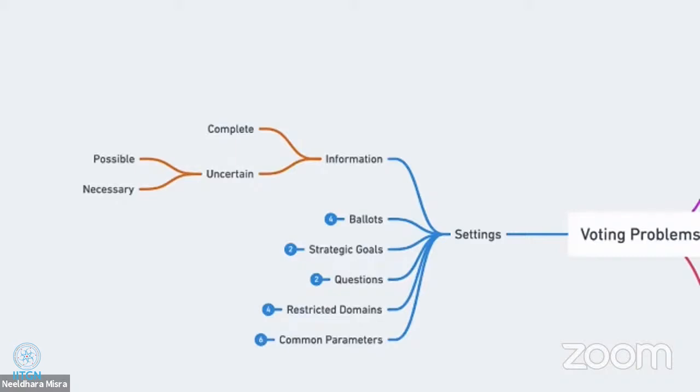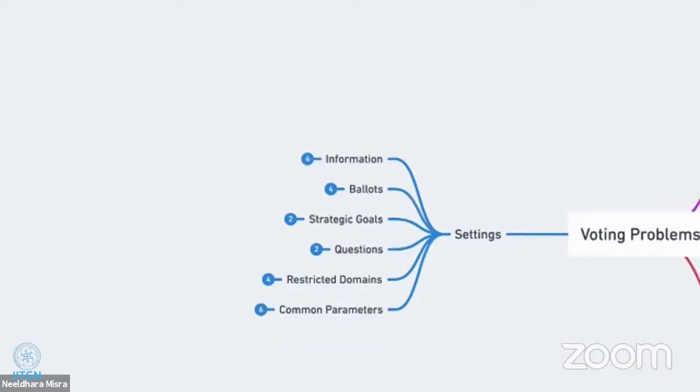The possible winner questions typically ask if it's possible to complete the information in such a way that it's consistent with the given information, and then a certain outcome happens, versus the necessary winner questions, which are usually phrased as follows. Is it the case that under every possible completion of your partial information, a particular outcome manifests? So you might be interested in knowing if your favorite candidate can win or will definitely win given some partial information. So we've already talked about the kind of ballots that people can give.